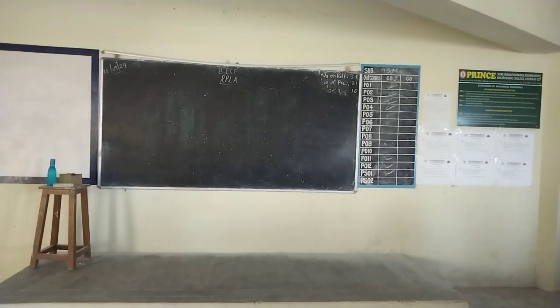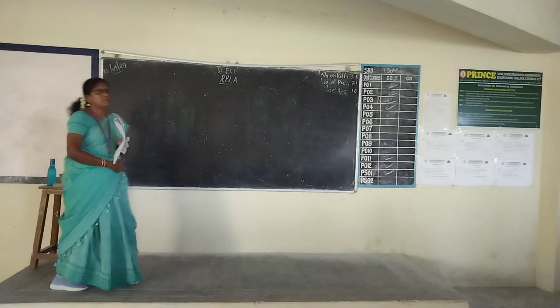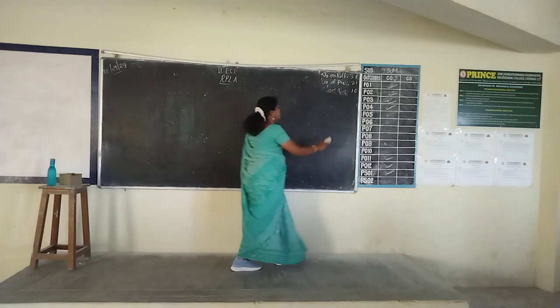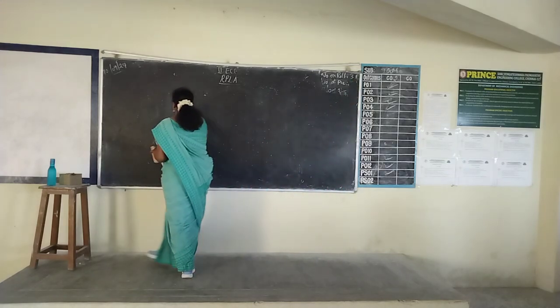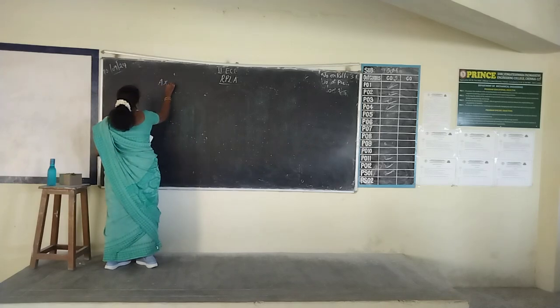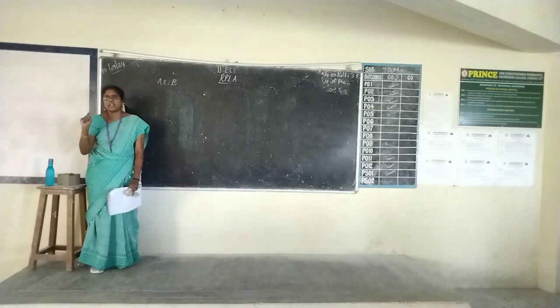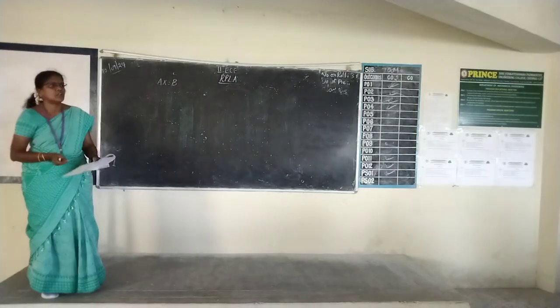So take down the system of non-homogeneous equations. The system of non-homogeneous equations is Ax equal to B. For homogeneous, you have written it as Ax equal to 0, the zero vector. Here it will be Ax equal to B.